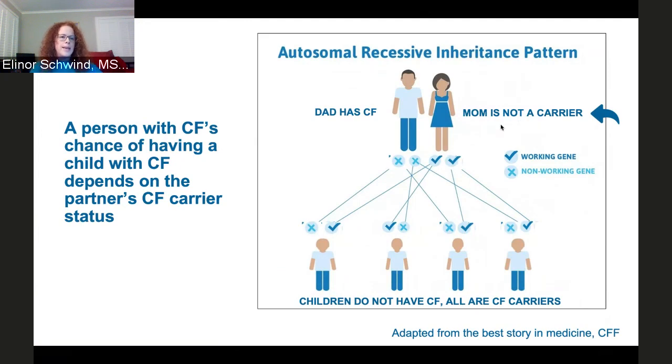The chances of being a CF carrier are influenced by a person's ethnic background and their family history. CF is found all over the world, but most commonly among Northern European Caucasians, with a frequency of about 3 to 4%. In the US, more than 96% of people are not expected to be CF carriers. So in this scenario, the children inherit a working copy from mom each time and a non-working copy from dad each time. So all of the children are expected to be CF carriers and not to have CF.